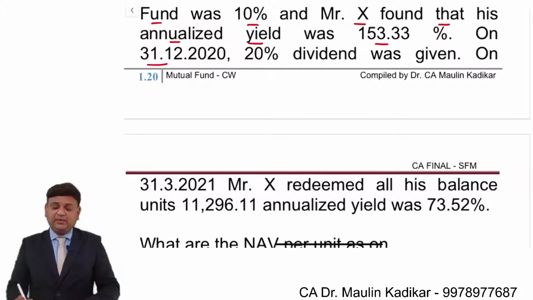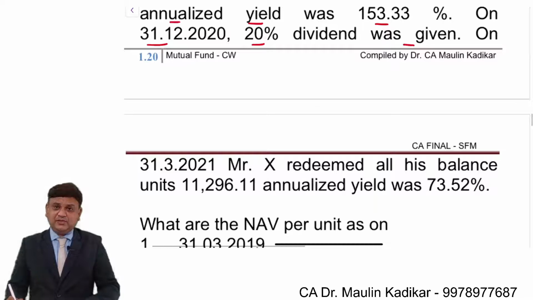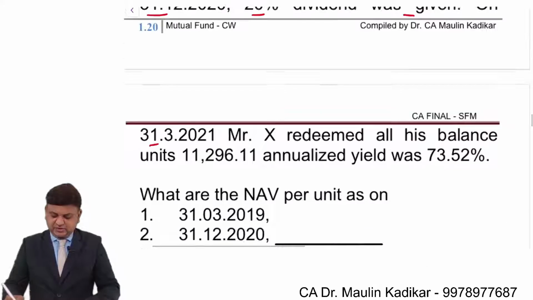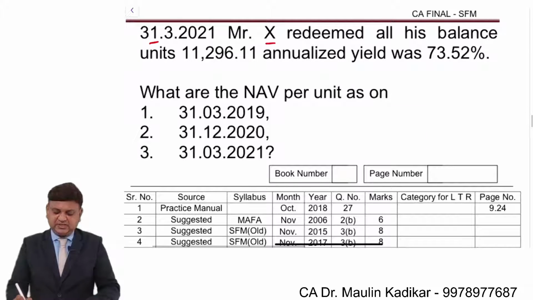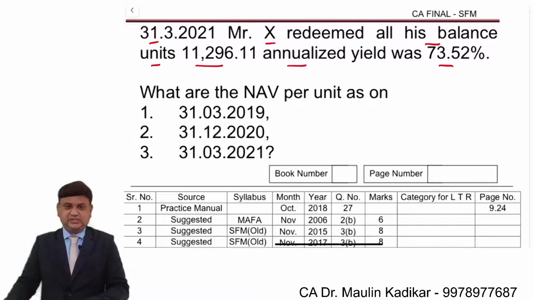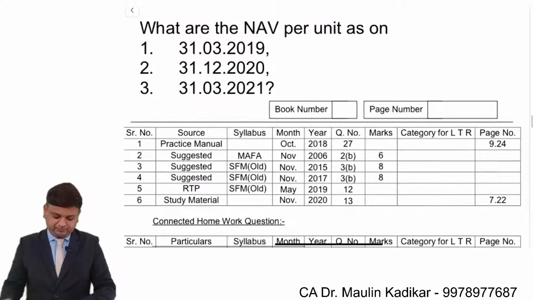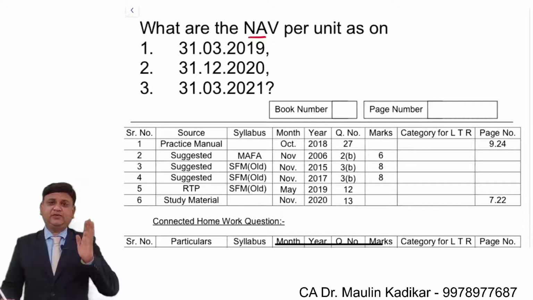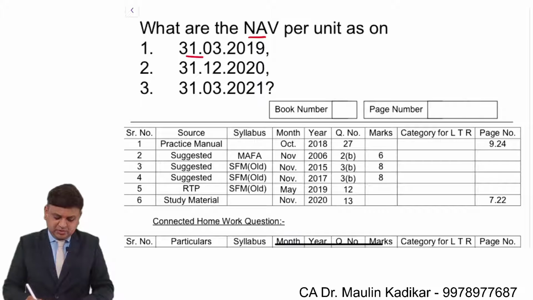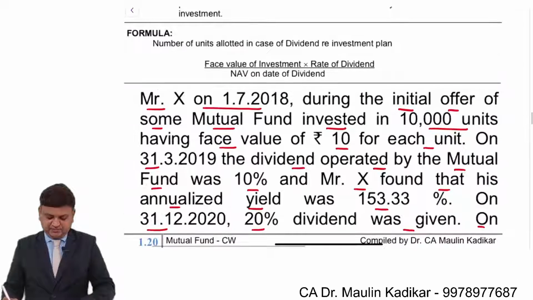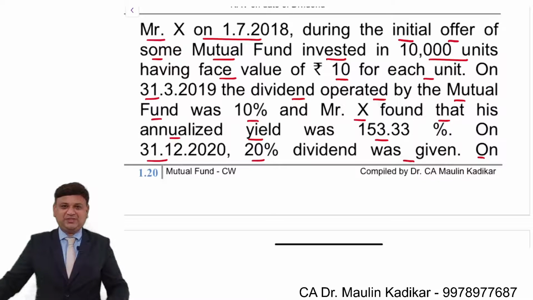On 31st of December 2020, 20% dividend was given. On 31st of March 2021, Mr. X redeemed all his balance units at 11,296.11, and at that point of time the annualized yield was 73.52%. What are the net asset values on a per unit basis on 31st of March 2019, 31st of December 2020 and 31st of March 2021? That is the question. I request all of you to go through the question, please.